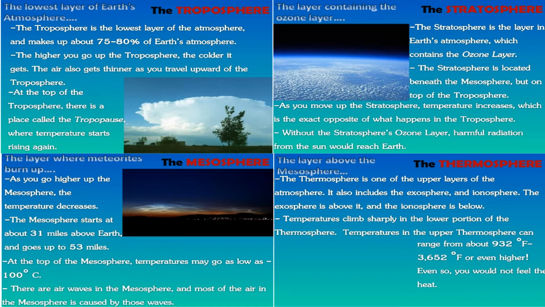Thermosphere. The thermosphere is one of the upper layers of the atmosphere. It includes the exosphere and ionosphere. The exosphere is above it and the ionosphere is below. Temperature climbs sharply in the lowest portion of the thermosphere. Temperature in the upper thermosphere can range from about 932 degrees Fahrenheit to 3652 degrees Fahrenheit or even higher. Even so, you would not feel the heat.